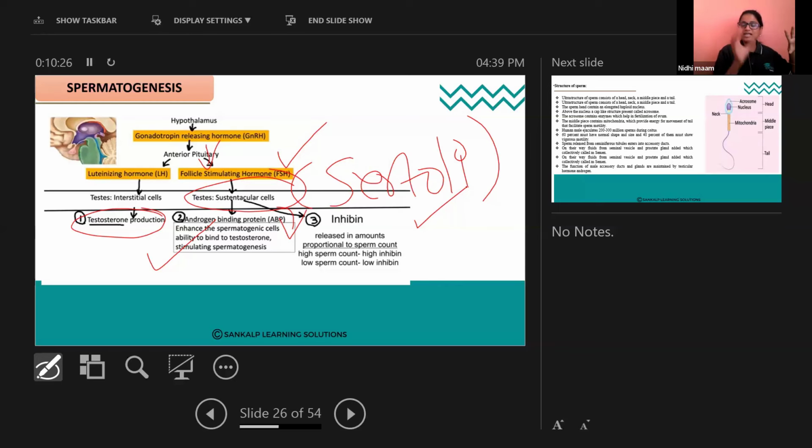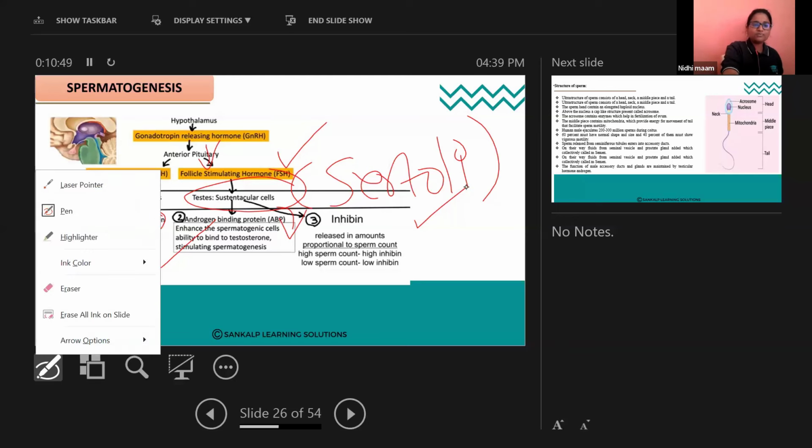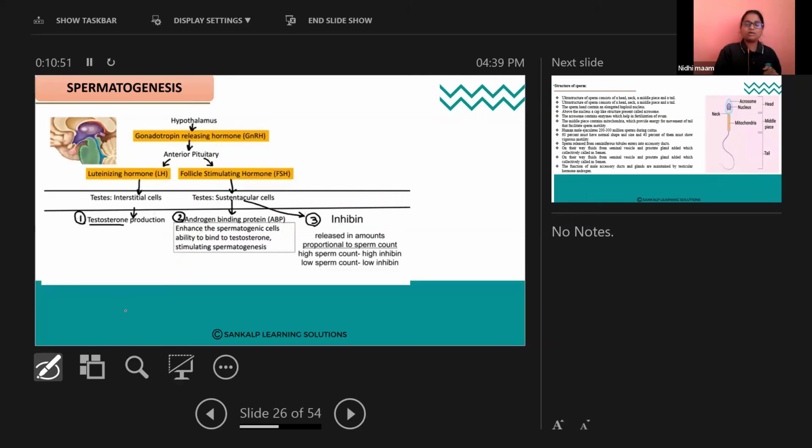The work of inhibin is to stop the spermatogenesis, saying sperm production is enough, now finish the work, right? So if more sperms are produced, the inhibin level will be high so that it opposes and stops the spermatogenesis. If fewer sperms are produced, the inhibin level will be less. Okay, so this is about how spermatogenesis is controlled by the hormones.